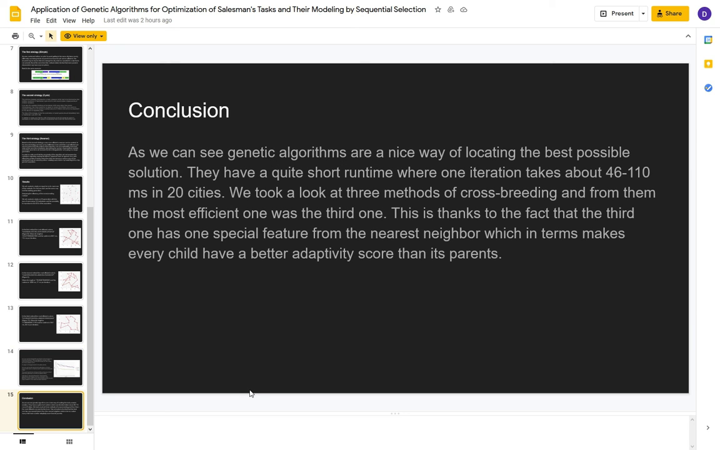As we can see, genetic algorithms are a nice way of locating the best possible solution. They have a rather short runtime, where one iteration can take between 64 to 110 milliseconds in 20 cities. We took a look at 3 methods of crossbreeding, and from them the most efficient one was the third one. This is thanks to the fact that the third one has one special feature from the nearest neighbor, which in turn makes every child have a better adaptivity score than its parents.